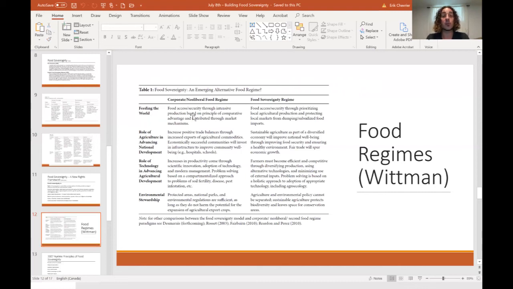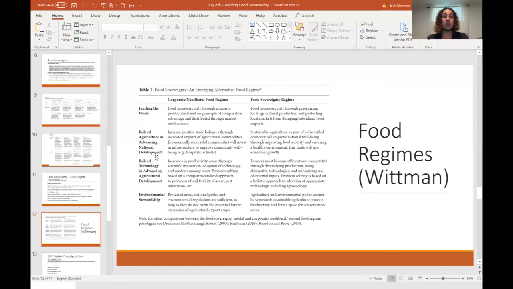It is basically about increasing production, so making things more intensive, more mechanized. If we're looking at food sovereignty, it's more about food access, food security, prioritizing local agricultural production and local markets, and preventing dumping of food. That is, providing very cheap food commodities into locations that will actually devastate their local economies.